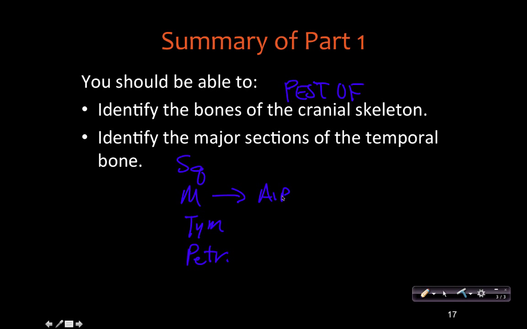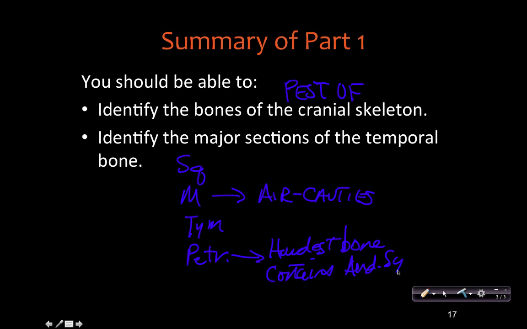It contains air. It has a lot of air cavities in it, which is kind of unusual. What's special about the petrous? It's the hardest bone in the body, bar none. You could also say what's special about it is it contains the auditory system, at least the peripheral auditory system. So we have a couple points of distinction relative to the petrous portion of the temporal bone. We will move on now to part 2.